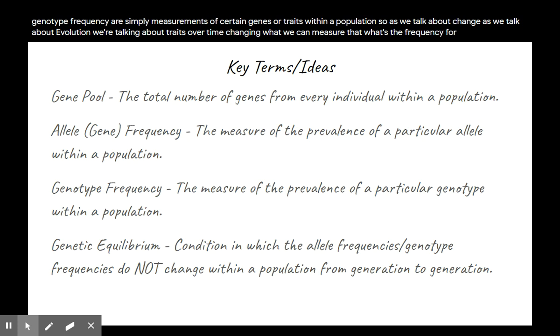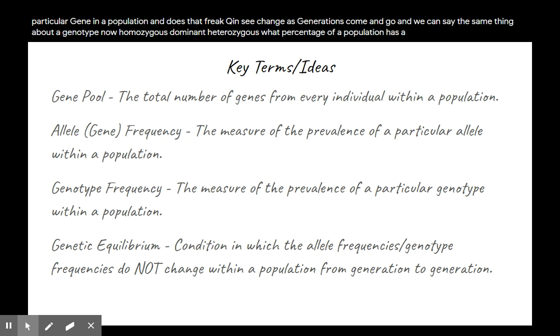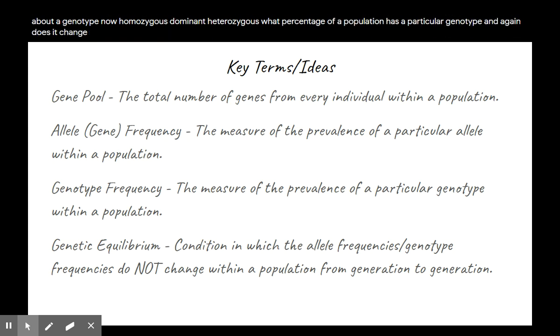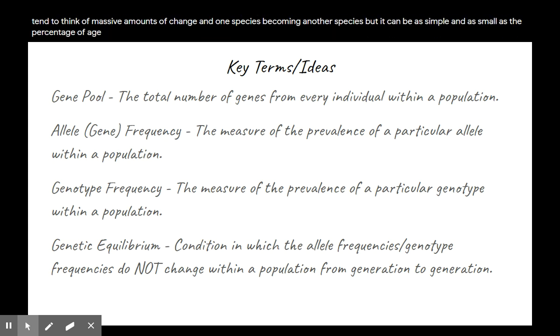What's the frequency, for instance, of a particular gene in a population, and does that frequency change as generations come and go? And we can say the same thing about a genotype. Homozygous dominant, heterozygous, what percentage of a population has a particular genotype? And again, does it change as generations come and go? That's how picky we can get about evolution. I know when we all think of evolution, we tend to think of massive amounts of change and one species becoming another species and branching off and so on. But it can be as simple and as small as the percentage of a gene in a population.